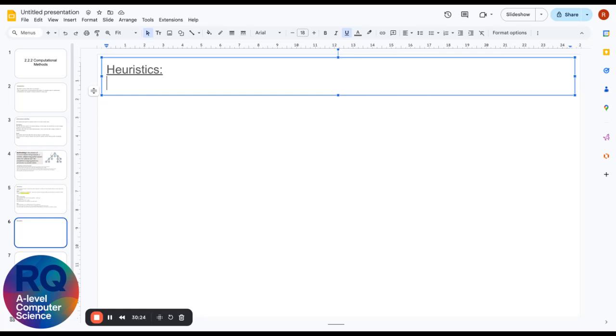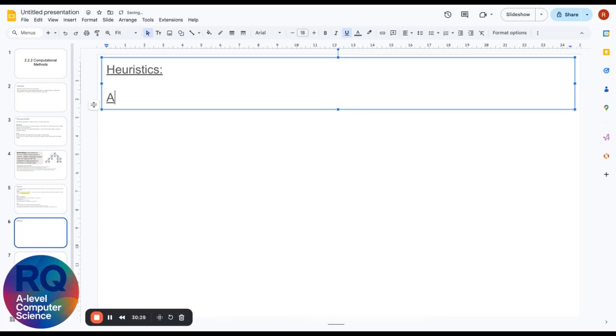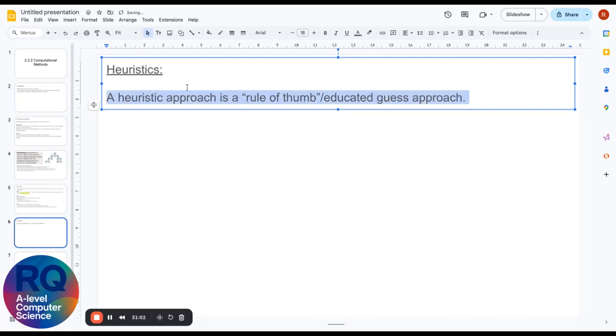So the OCR definition is that a heuristic approach is a rule of thumb. They also ask you, in different mark schemes, they might say, what is heuristics? And you would say, a heuristic approach is a rule of thumb. Or, some other mark schemes might say it as an educated guess approach. So make sure you add in both, because mark schemes can change depending on the mood of the person creating the exam.